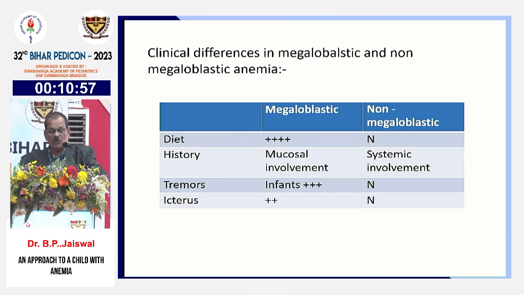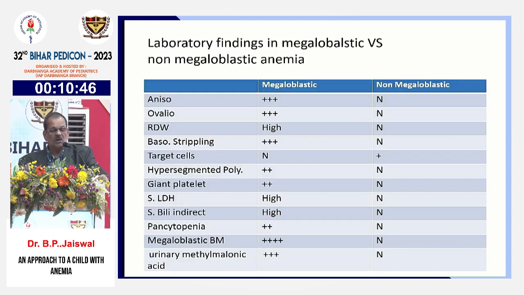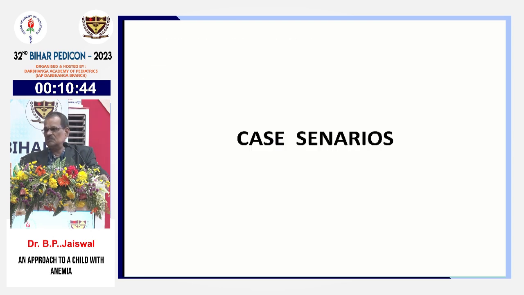This is very important. Whereas non-megaloblastic normal. Icterus present रह सकता है in megaloblastic में, non-megaloblastic में normal रहेगा. Now, I have 2 case scenarios, but I don't want to go into the details of the case scenarios. I will take another 5 minutes, sir.